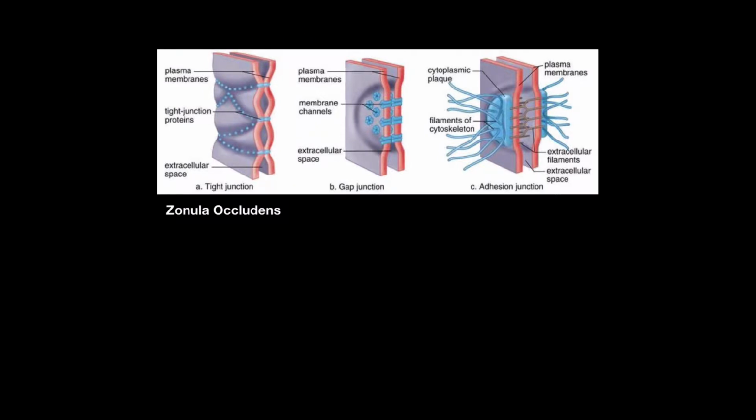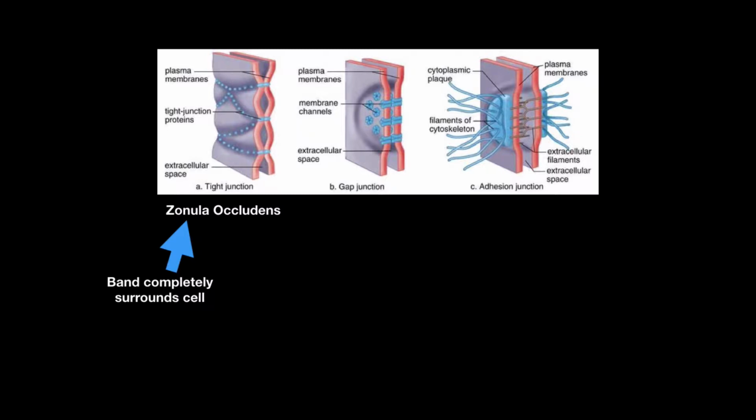Whenever you see the word zonula, that means it's going to be bands that completely surround the cell. Now remember, the cell is three-dimensional, right? So these bands are going to surround the whole cell, making sure that there's no leakage of any type of liquid.